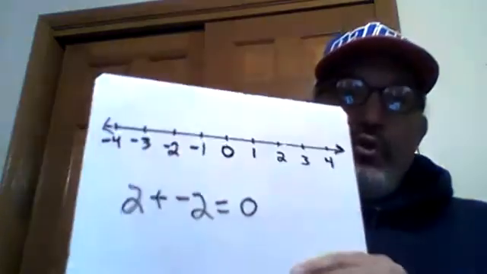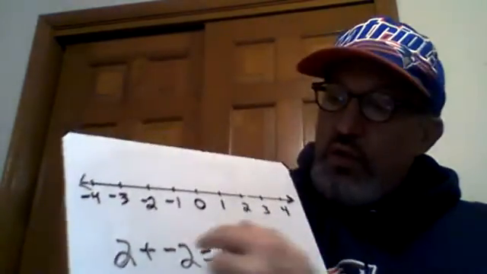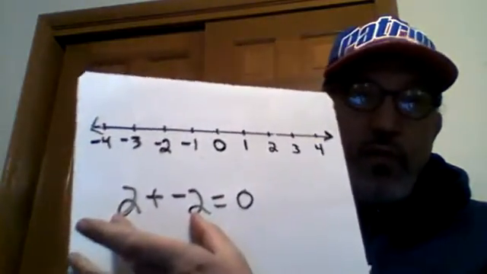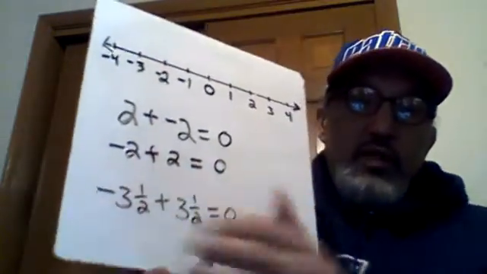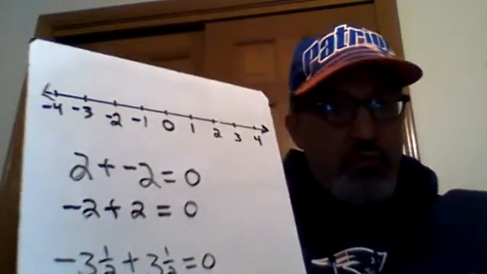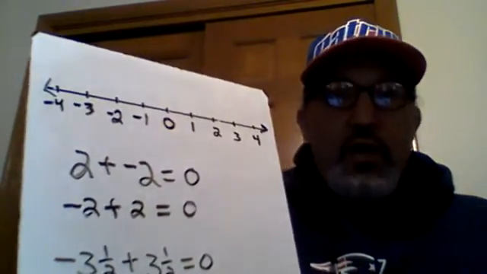So let's get into the idea of adding integers. We'll start with this. 2 plus negative 2 is 0. You have a plus sign, and on either side you have numbers that are opposites of each other. Addition is commutative, so this could just as easily be written negative 2 plus 2, and it's 0. It works the same way with fractions. Negative 3.5 plus 3.5 is 0. We're going to see in the future why this is true, but I think it's pretty intuitive.